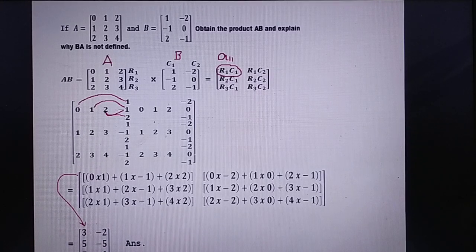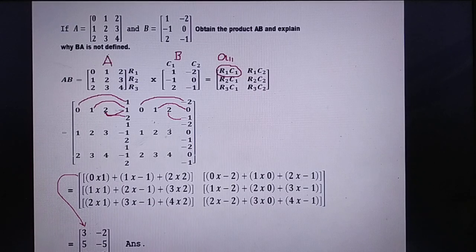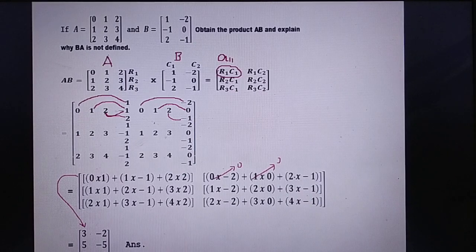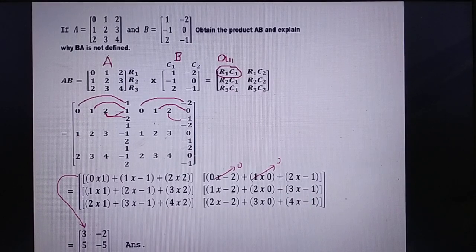So again, this is the value of row 1, and this is the value of row 2. So 0 again multiplied by negative 2, and 1 multiplied by 0, and 2 multiplied by negative 1. So the result is here: 0 multiplied by negative 2 is 0, and this is also 0. Then we have the remaining 2 multiplied by negative 1, and this is the result, negative 2.